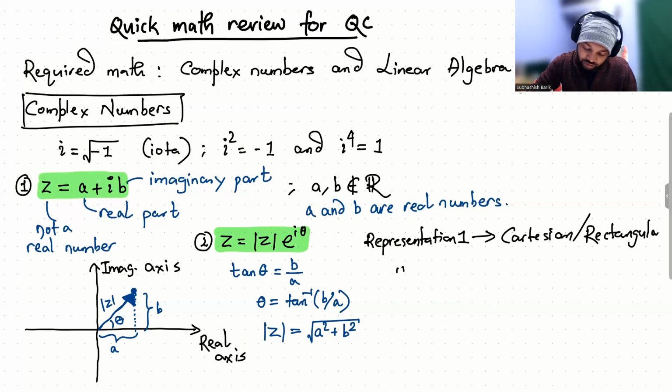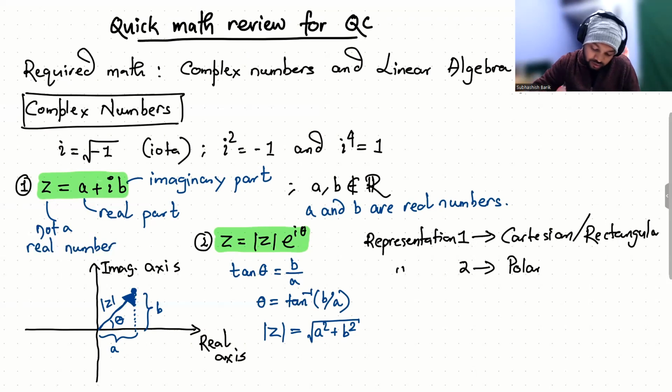And representation 2 is often called the polar representation. Okay, polar. So we see that we can either write z as a plus ib or z as |z| times e to the power i theta, where |z| is the modulus, and theta denotes the phase of the complex number. Okay, so far so good.